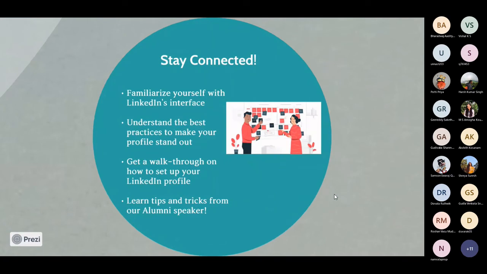Finally, last but not least, we have our final event, Stay Connected. Here you'll familiarize yourself with LinkedIn's interface, understand the best practices to make your profile stand out, get a walkthrough on how to set up your LinkedIn profile, and even learn tips and tricks from an alumni speaker, where you'll get to hear about their experience, their mistakes, and how you can get ahead and get a better head start on your own LinkedIn profile. This event will also be a two-parter, where the second part will be focused on resume building, which will be taken up by GDSC. So stay tuned for that as well.